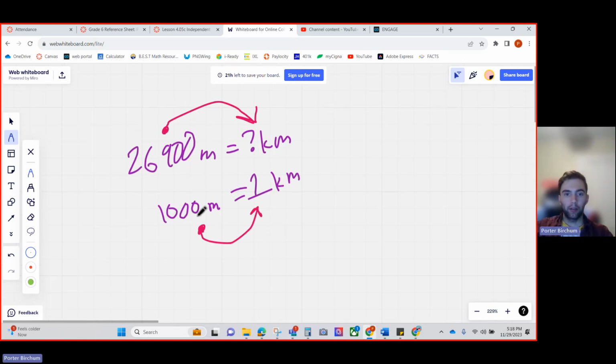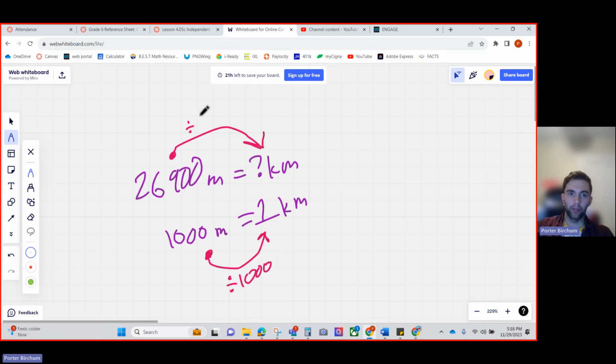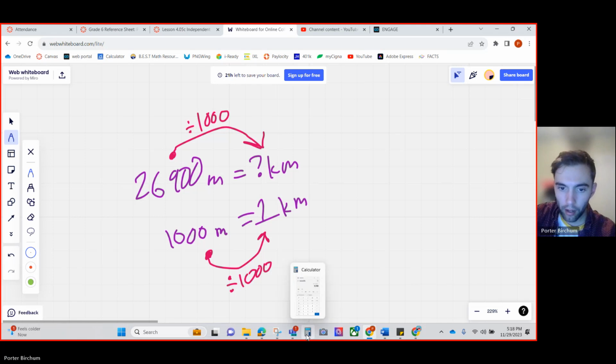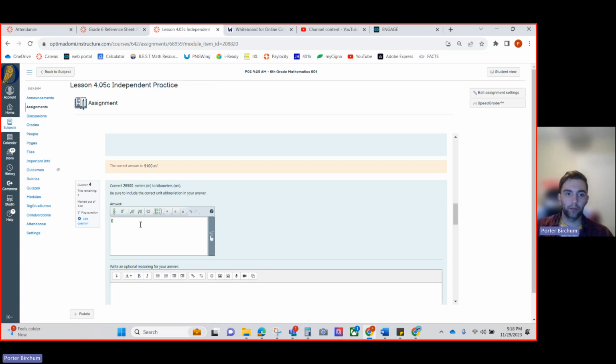What can I do to 1,000 to get it to be 1? What can I multiply or divide 1,000 by to get it to be 1? Nice. I can divide 1,000 by 1,000 to get it to be 1. So looks like to turn meters into kilometers, we can divide the meters by 1,000. This is not the only strategy to solve problems like this. There are, of course, so many other strategies. This is just one of many strategies that you could use.